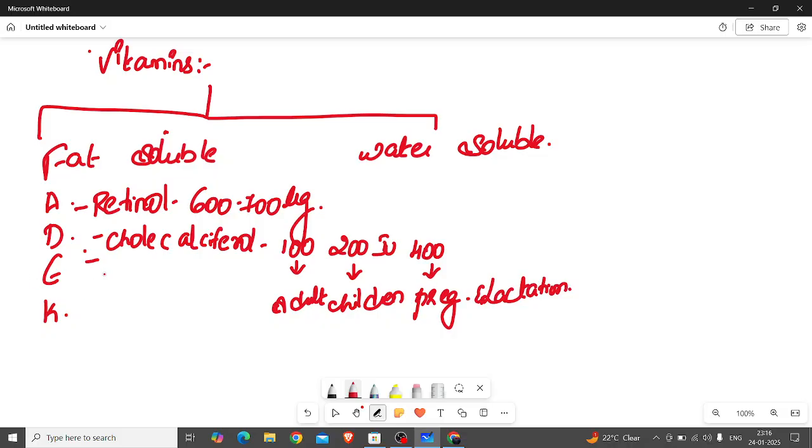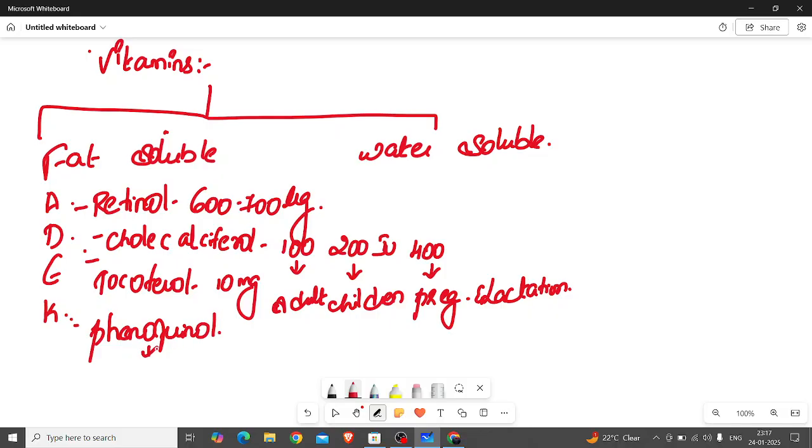Then fat soluble vitamin E. Vitamin E is also known as tocopherol. And the normal range is about 10 mg. And vitamin E, you all know about this now. It is also referred to as the anti-aging vitamin. Then the final one, vitamin K. Vitamin K is also known as phylloquinone. The other name of vitamin K is phytonadione. It is usually given at birth. So these are all the things regarding fat soluble vitamins.